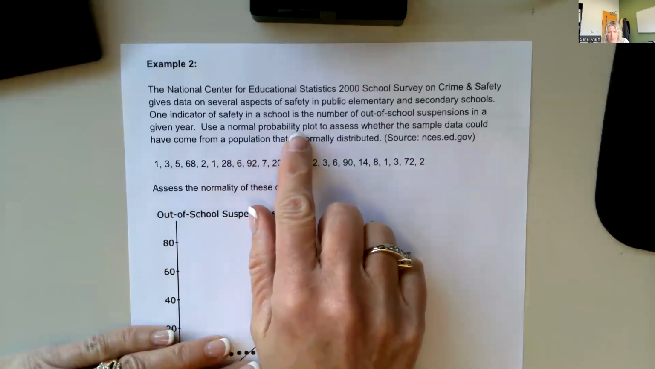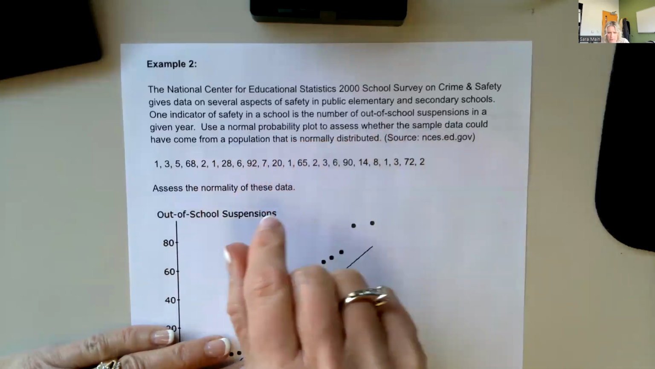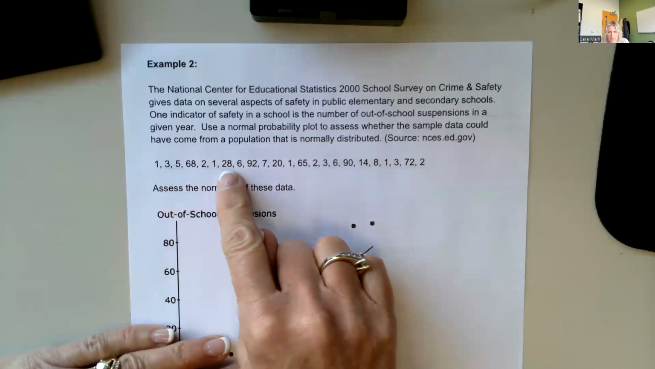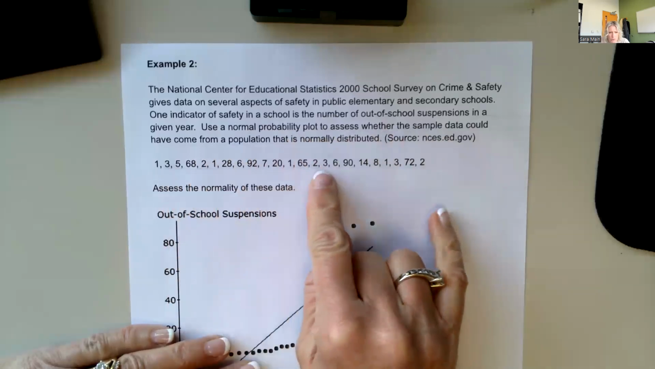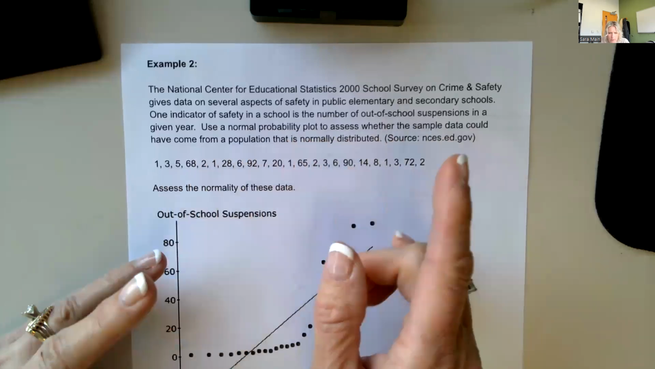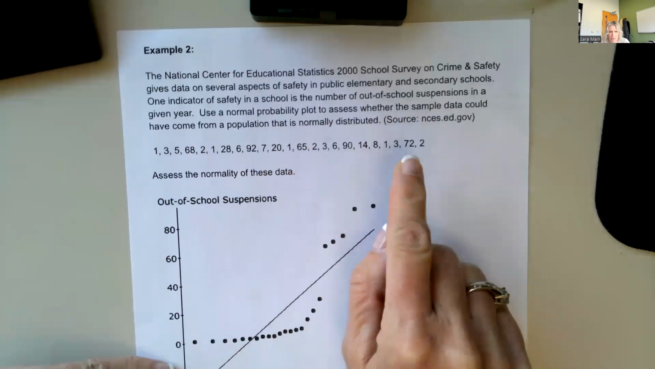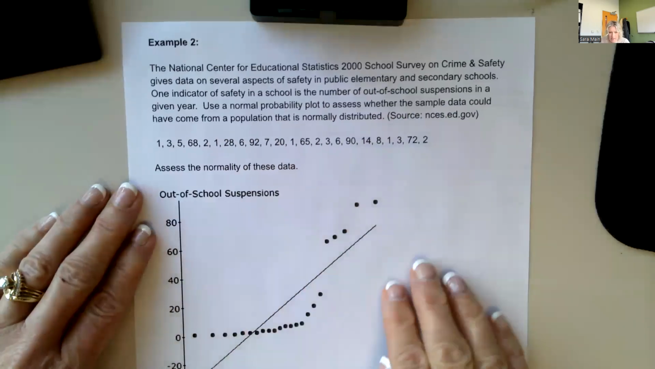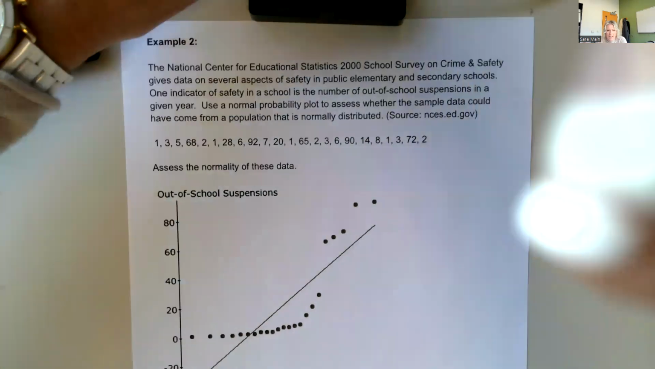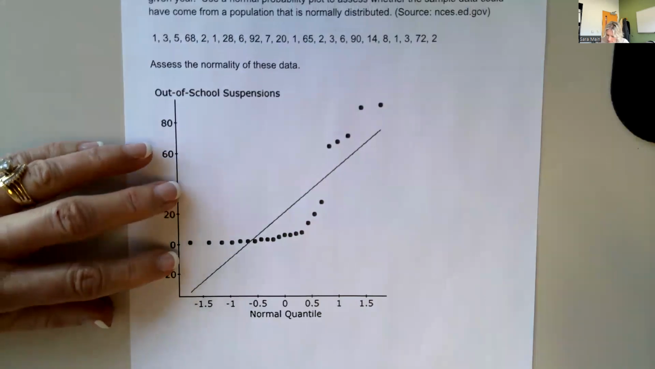Use a normal probability plot to assess whether the sample data could have come from a population that is normally distributed. So here's the various data. It's not in order of any particular value, smallest to largest or anything. But when you put the data in and run a normal probability plot, you get this. And this shows that the data is not normally distributed. It's not linear.